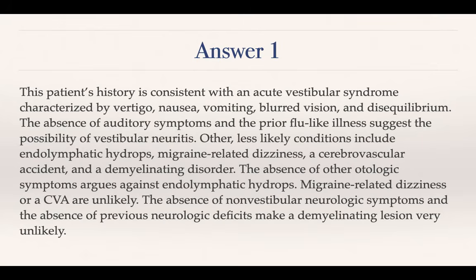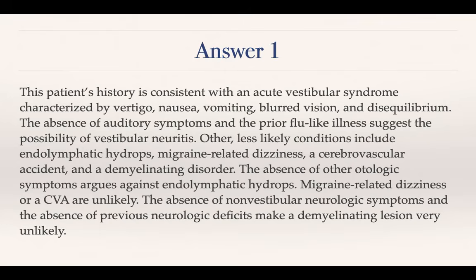Okay. So this person had acute vestibular syndrome characterized by vertigo, nausea, vomiting, blurred vision and disequilibrium. The absence of auditory symptoms and prior flu-like illness suggests the possibility of vestibular neuritis. There is no auditory symptom and there is the presence of flu-like illness. Most likely it is vestibular neuritis. But is it only that? What other competing candidates are there for the diagnosis?